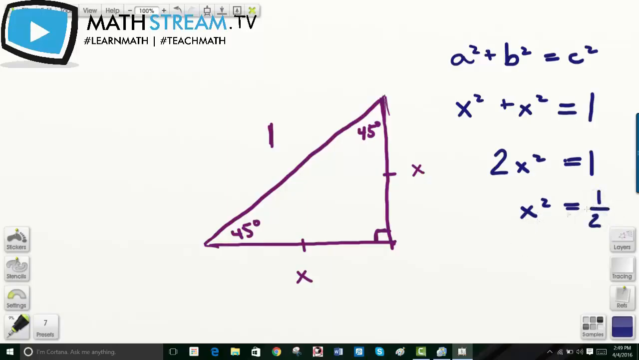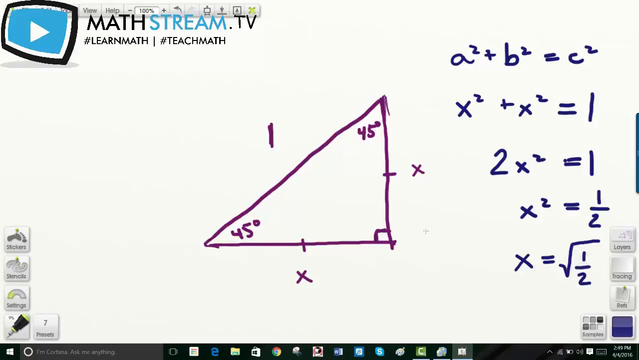In order to find x, I'm going to square root both sides. Now remember, whenever we undo a square, we get plus or minus. But we're talking geometry here, the length of a side, so we don't really want a negative answer. So I'm going to assume that x is positive and just say the square root of 1/2.